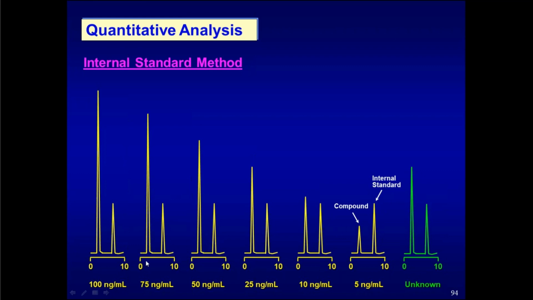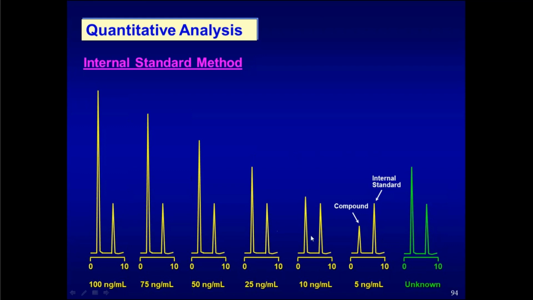Why? Because in each of these standards, you will add the same amount or volume of internal standard. So the same concentration of internal standard is present in all the standards. That's why it gives the same response. The same is also added in the sample. So the sample will give its own peak and this will give the internal standard peak.